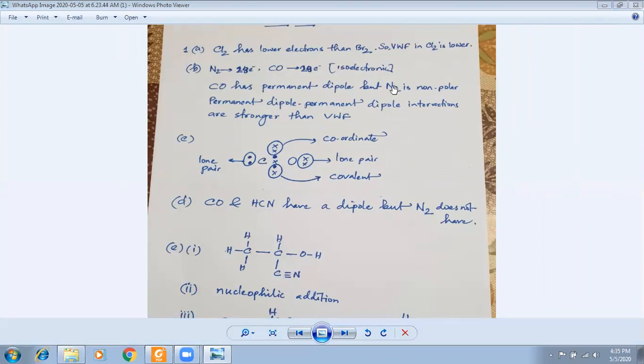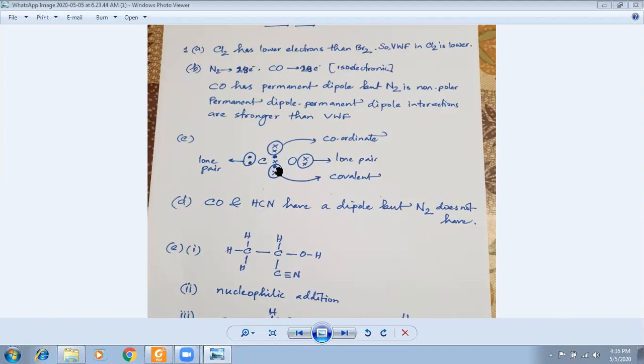Look at this. I have shown these bonds. I have circled already. Look at these two electrons. These are one type of electrons which are only shared by oxygen, not by carbon. So these are the coordinate bond. These electrons are lone pair.